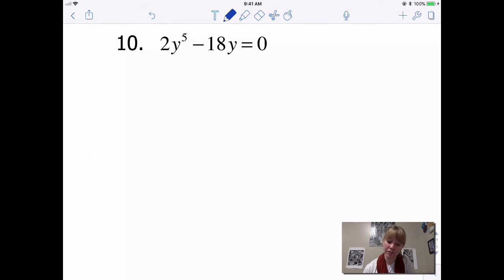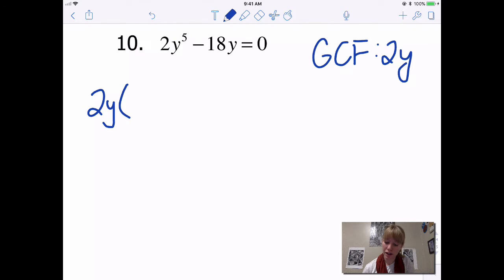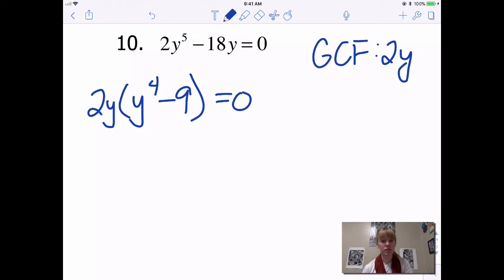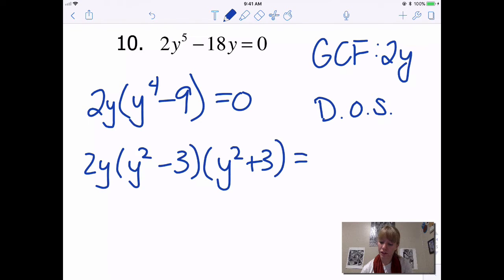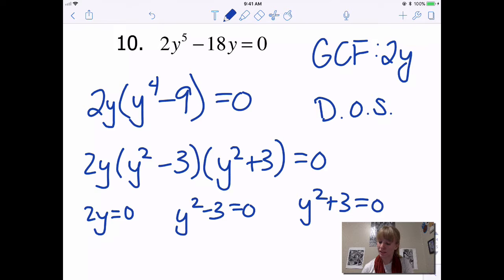Number 10, we've got a GCF of 2 and y. So I'll take out a 2y. I'm left with a y to the 4th minus 9 is equal to 0. Okay, how can I factor y to the 4th minus 9? Well, that's a difference of squares. So I get y squared minus 3, y squared plus 3 is equal to 0. So 2y might equal 0, y squared minus 3 equals 0, and y squared plus 3 equals 0.